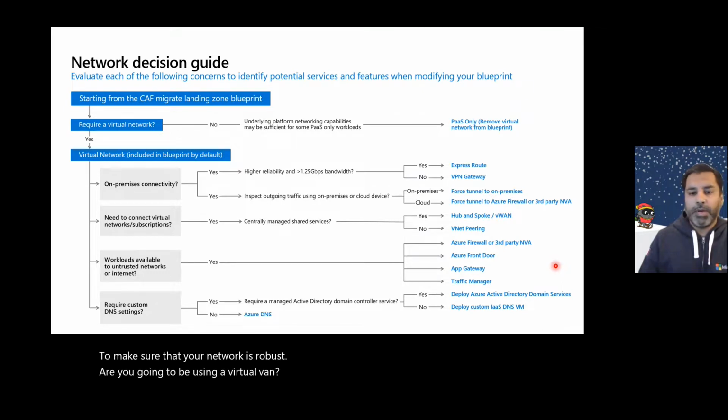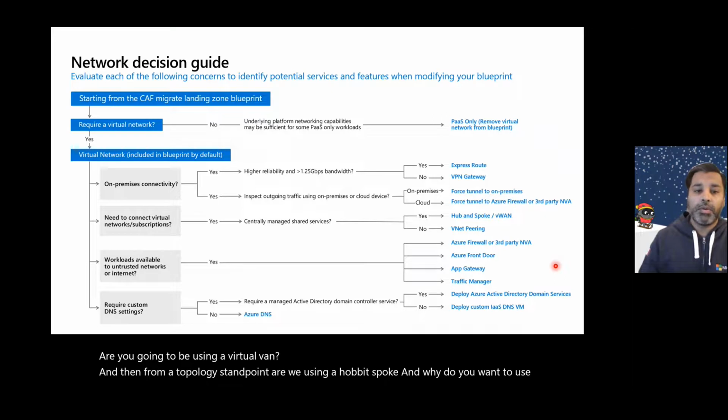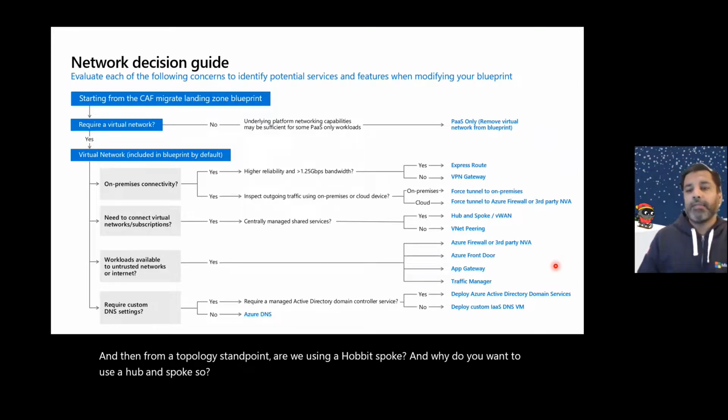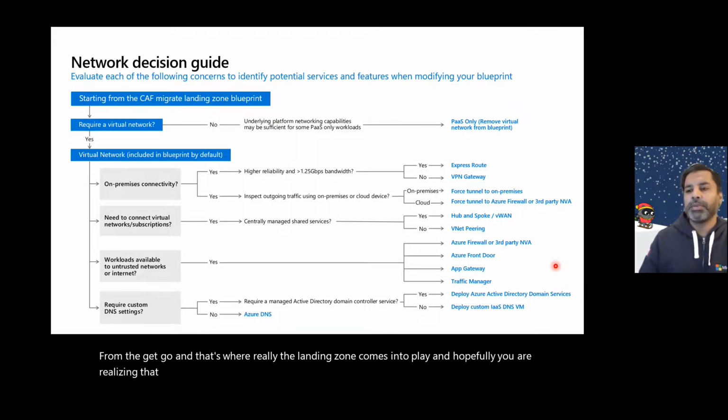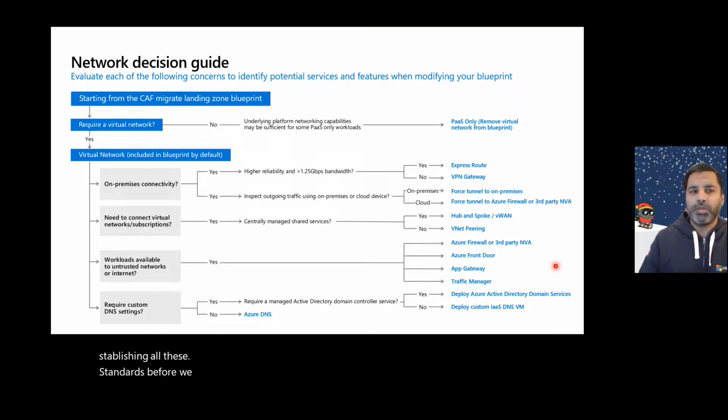And then from a topology standpoint, are we using a hub and spoke? And why do you want to use a hub and spoke? Those things have to be ironed out from the get-go. And that's where the landing zone really comes into play. Hopefully you are realizing that this is the reason the landing zone is very important, because we are establishing all these standards before we move our workloads into Azure.